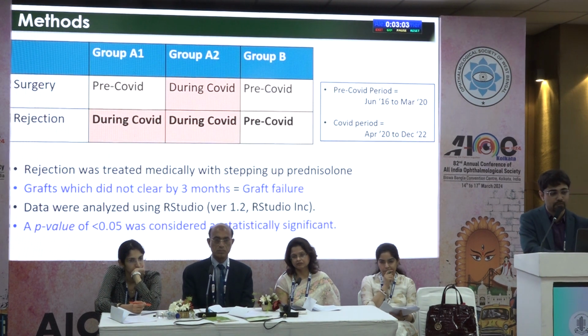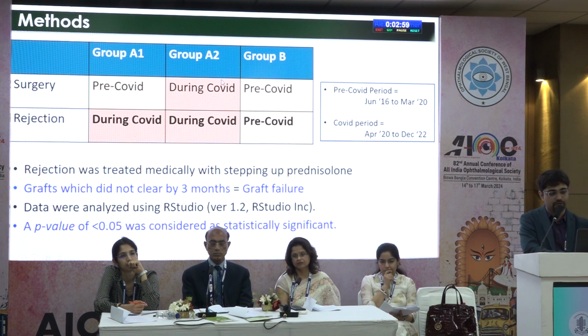This is how it is grouped. Group A is rejection happening during COVID, which is further subdivided into group A1 and A2. In A1, the surgery was done in the pre-COVID period, defined as June 2016 to March 2020. In group A2, both the surgery and the rejection happened during the COVID period, defined as April 2020 to December 2022. Group B is our control group, where the surgery and the rejection episode both happened in the pre-COVID period.